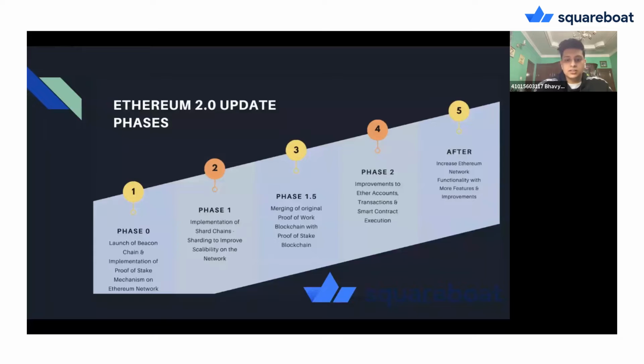So this update has three phases. The first phase, the launch of the beacon chain, has been completed. Then the second phase is the implementation of shard chains. So what are shard chains? Shard chains are used as a way to scale that particular cryptocurrency. Scaling could be done on two layers. One is layer one, that is sharding. The second is layer two, that is rollup. We will talk about that in the future slides. Phase one and phase 1.5 are expected to be completed in January, and phase two, the actual rollout, will be done in December 22, I guess. So that's the timeline that we have right now.